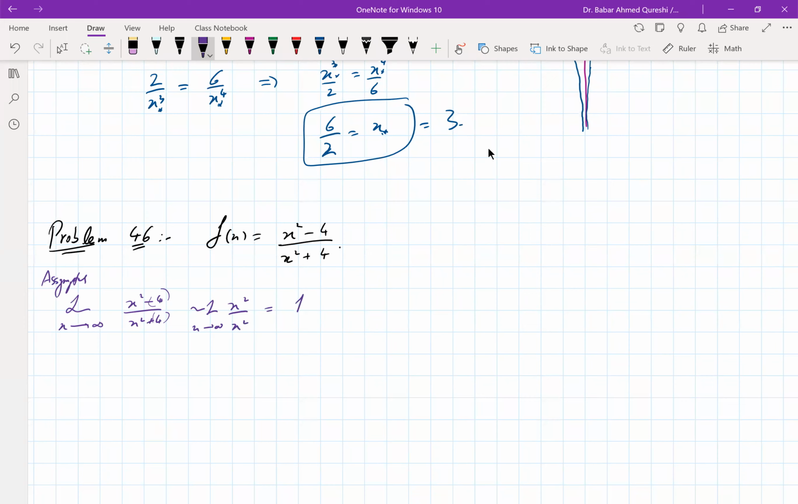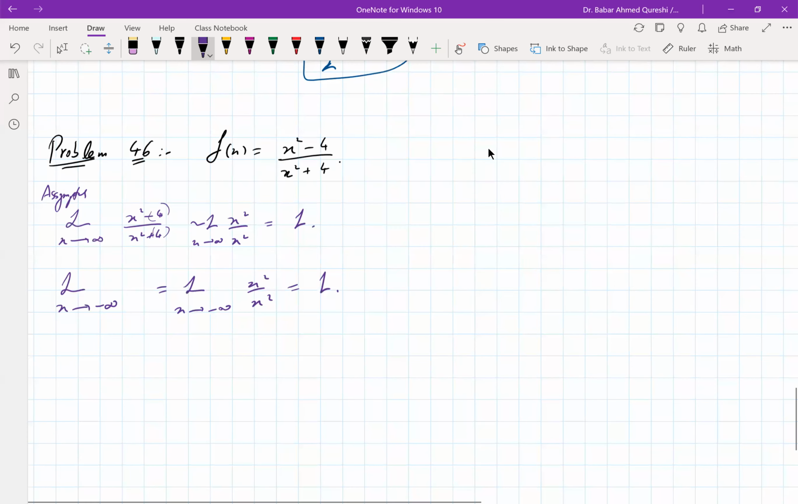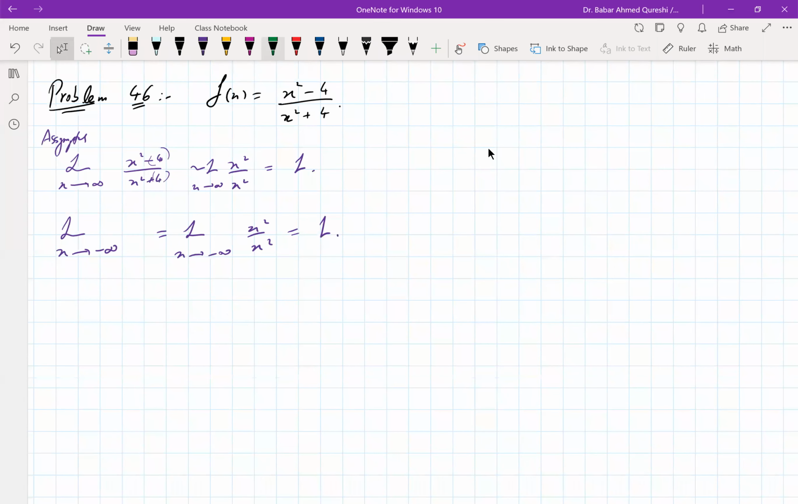one. Similarly, it doesn't matter if you put negative infinity, it's still x squared over x squared, so it's 1. So again, the horizontal asymptotes are 1 and 1. There are no vertical asymptotes, because this is a rational function, it has no discontinuity, no zero here. It's never zero at any point, so no vertical asymptotes.